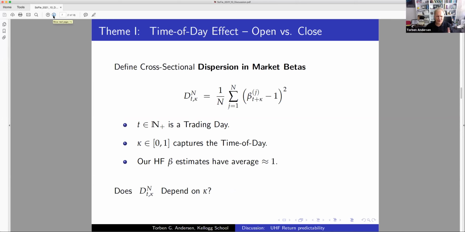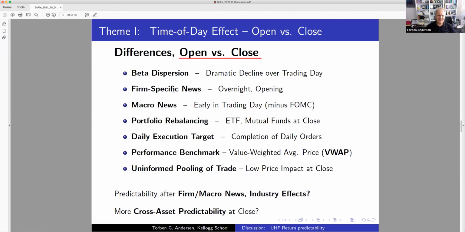So you start thinking, gee, what is so different between the morning and the evening? Well, the beta dispersion I just pointed to, but if you think a little bit deeper, firm-specific news are usually released overnight, earnings announcements, other things, because otherwise you have to halt trading if you come up with surprising news in the middle of the day. Macro news tends to come relatively early in the day, except for the FOMC.